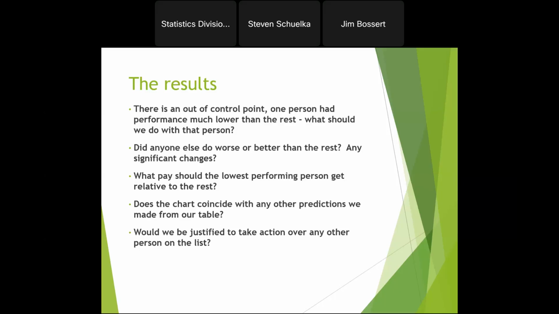So what pay should we give the lowest performing person relative to the rest? Should they get the worst? Should we put them on training, retrain them? And does our chart coincide with any other predictions that we've got? If we said we're going to make some changes to the process, and we've got to look at everybody, do we single out the one person that's very low, or do we look at any other to take action for it? And again, is this something that we should do, or would we create more issues by doing it?